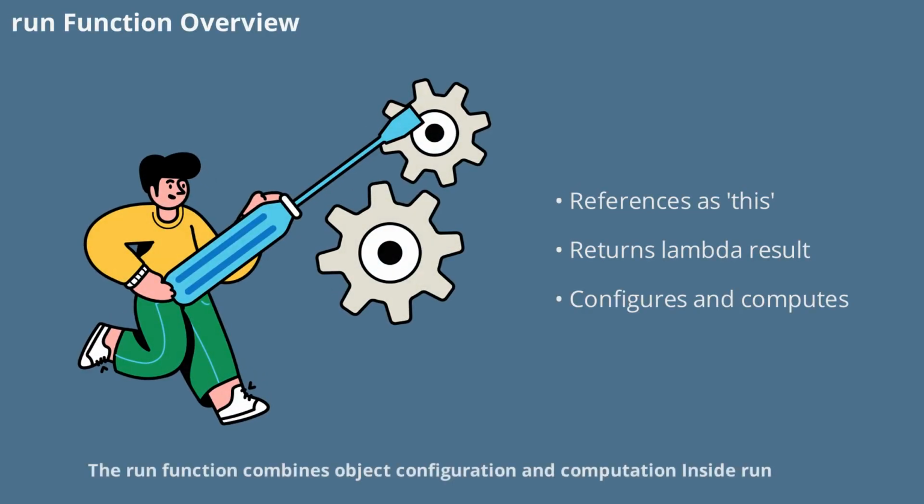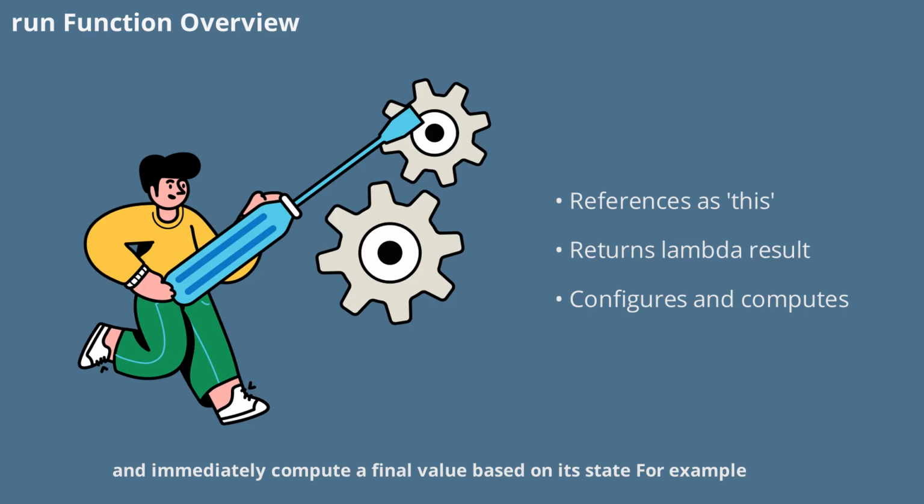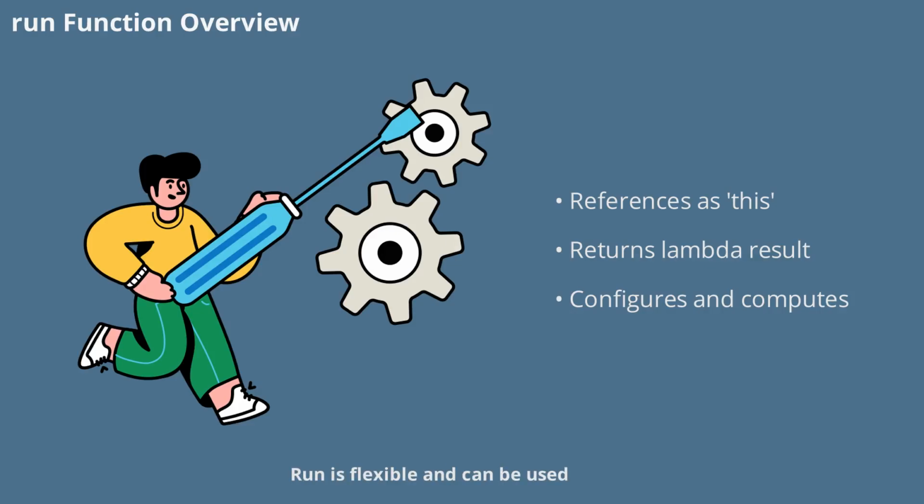Run function combines object configuration and computation. Inside run, the object is referenced as this, and the function returns the result of the lambda. This is useful when you want to configure an object and immediately compute a final value based on its state. For example, you might set up a profile and then return a summary string. Run is flexible and can be used for both object setup and returning custom results.